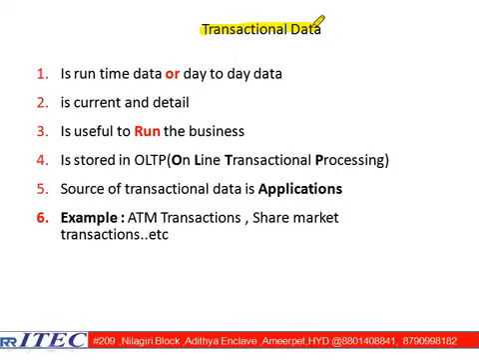Now, what is the problem we are facing with the transaction data? One of the advantages is what, sir? The advantage is we are going to run the business smoothly. Transaction data is mainly useful to run the business smoothly. Even so, it has its own limitation. What is the limitation we need to understand?